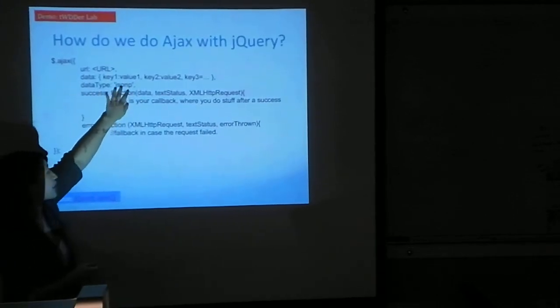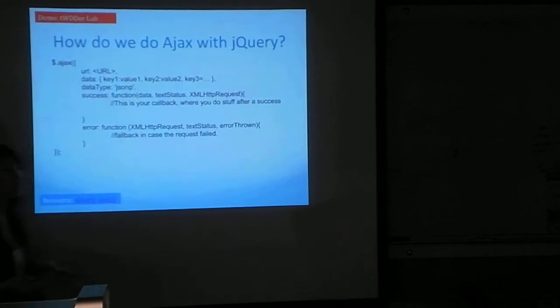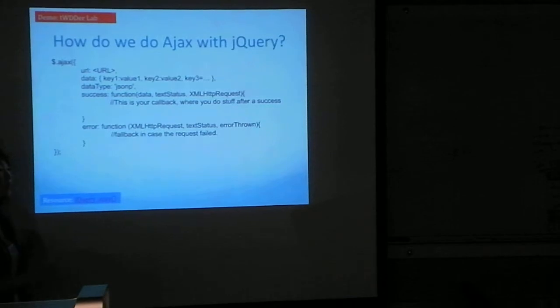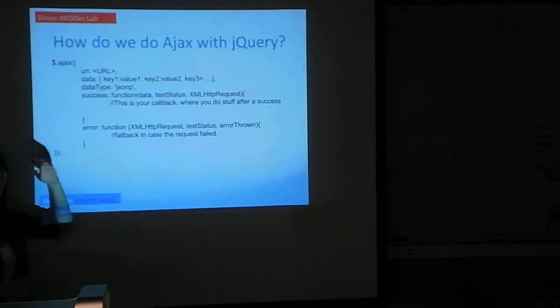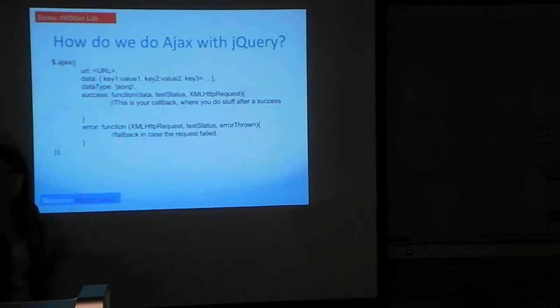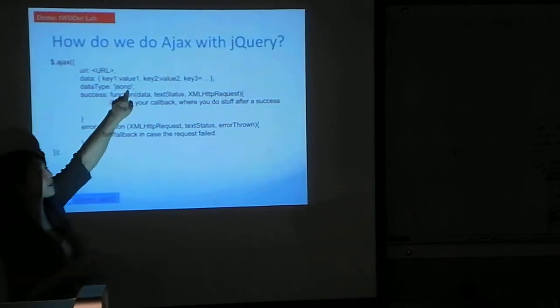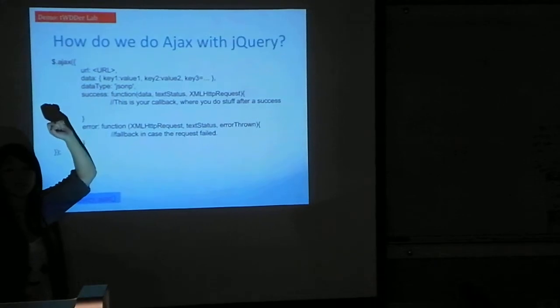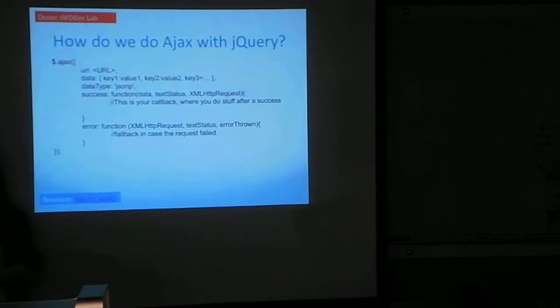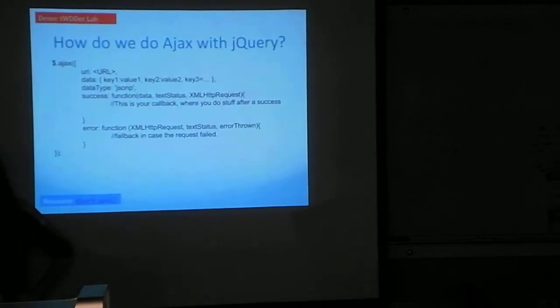The dataType, for now, we'll use JSONP. With JSONP, you don't have to worry about it too much. It's just a way for you to make requests to other domains. Usually it doesn't let you do that because of cross-site forgery concerns, but this is a way to bypass that.